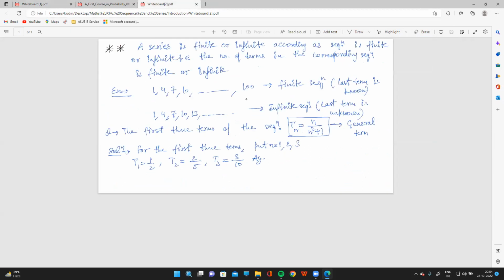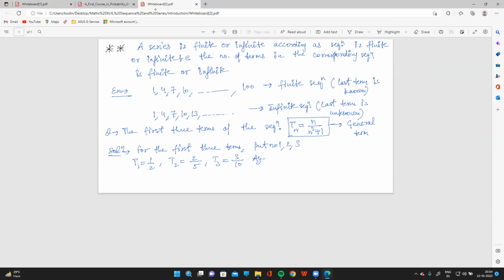नेक्स्ट थिंग इज सीरीज. तो सीरीज के बारे में हम बोल सकते हैं सीरीज कैन बी फाइनाइट और इनफाइनाइट अकॉर्डिंग एज सीक्वेंस इज फाइनाइट और इनफाइनाइट. तो अगर कोई सीक्वेंस फाइनाइट है तो उससे जो सीरीज बनेगी वो भी फाइनाइट ही बनेगी. आपको मैंने यहाँ पे एग्जाम्पल भी दिखाया है. दिस इज अ फाइनाइट सीक्वेंस. लास्ट टर्म पता है, शुरू वाली टर्म पता है, लास्ट वाली टर्म पता है.